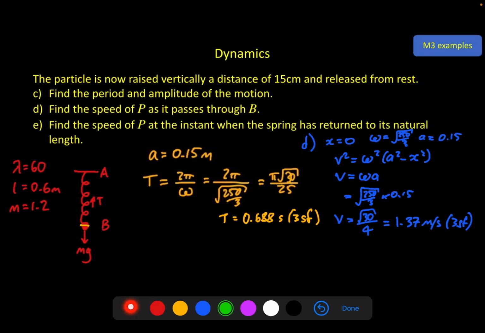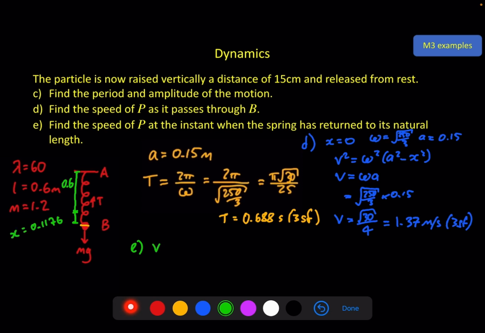Part E, find the speed of P at the instant when the spring has returned to its natural length. Now the natural length we know is 0.6, so that's down to here. And we know from the center of oscillation this distance here is 0.1176, and that is going to be our x value for this part of the question.